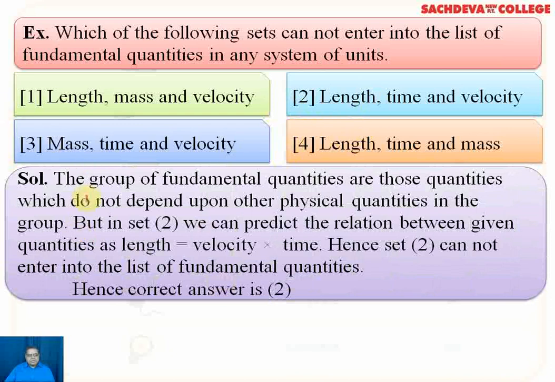It is mentioned that a group of fundamental quantities consists of those quantities which do not depend upon other physical quantities in the group. But in set 2, we can predict the relation between the given quantities as length equal to velocity into time. Hence, set 2 cannot enter into the list of fundamental quantities, and the remaining three are in the list of fundamental quantities. So the correct answer is the second option.